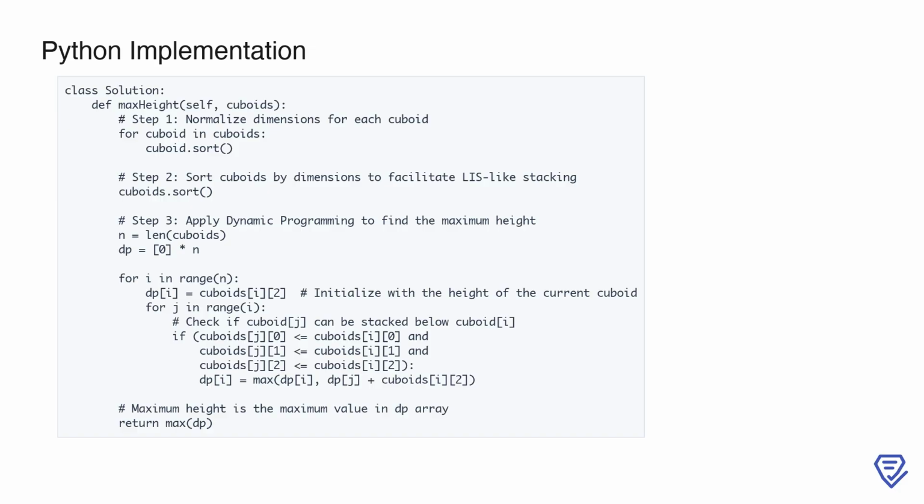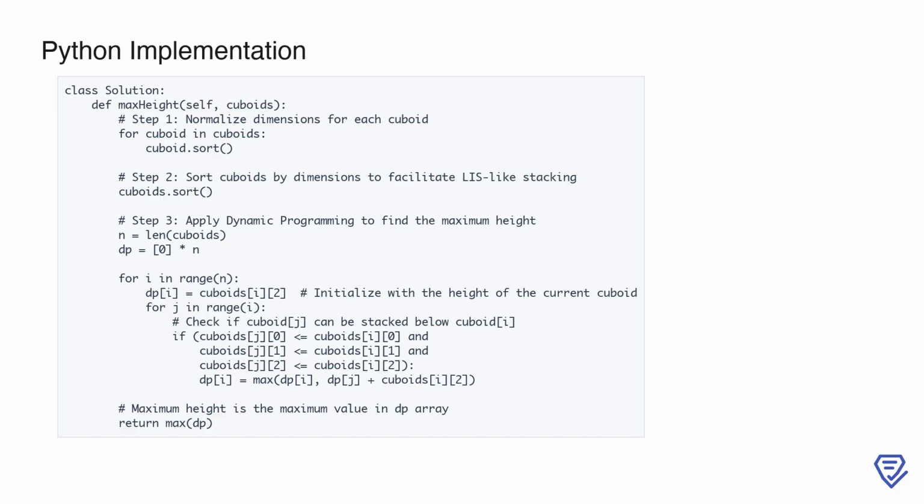Step 2. Sort cuboids. Next, the cuboids are sorted lexicographically based on their dimensions: length, width, height. This ordering ensures that we can process cuboids in a sequence where the stacking condition is easier to evaluate.